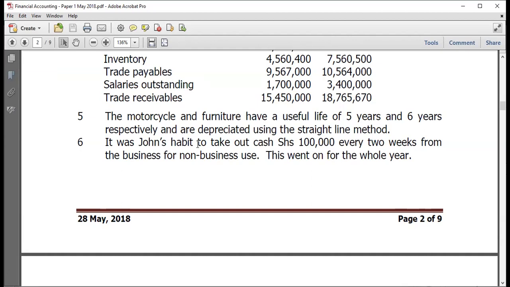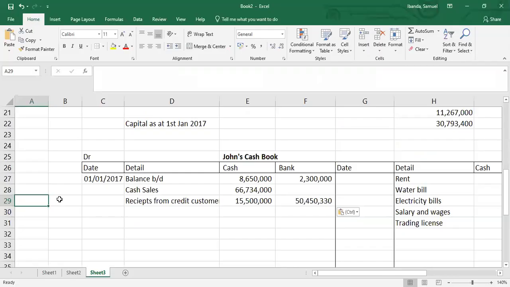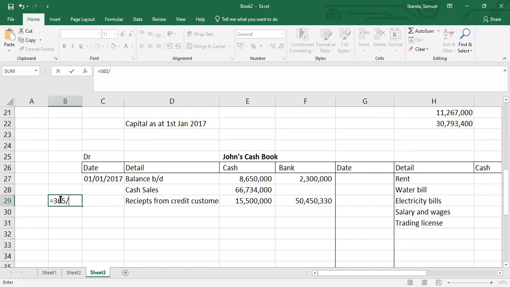But now the question is, if John was taking 100,000 every 2 weeks for the whole year, your first question should be, how many weeks are in a year? How many weeks are in a year? Okay. Now, I know you can easily calculate because we have 365 days, okay, and each week has 7 days. So you can see we have about 52.1429. Okay, so for examination purposes, please consider 52 weeks. Whichever paper you're doing, 52 weeks is the standard.